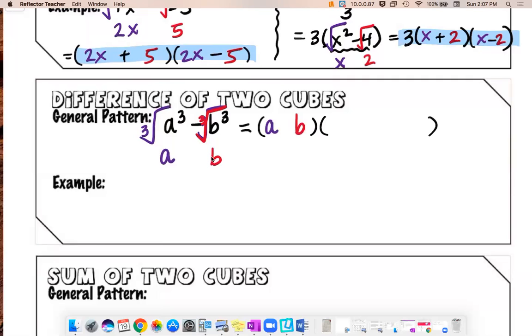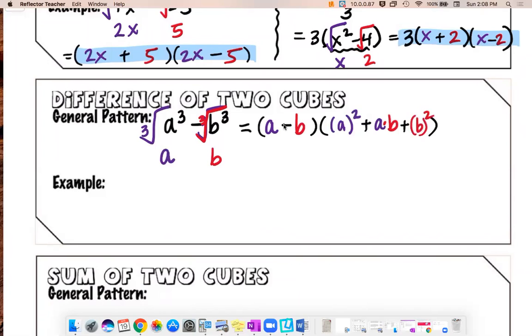And then if this is a minus sign in the middle, the sign in the middle of this first parenthesis is going to be a minus. So the cube root of this is a, that goes here. Cube root of this is b, that goes here. And then since this is a minus, this is a minus. Okay? And then what you do for the second part is you take whatever this a value is and you square it. And then you add to it your a times your b. And then you add to that your b squared.